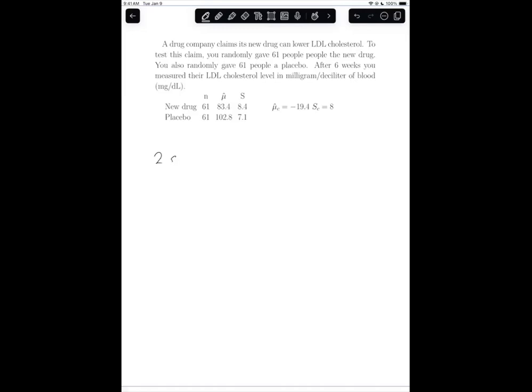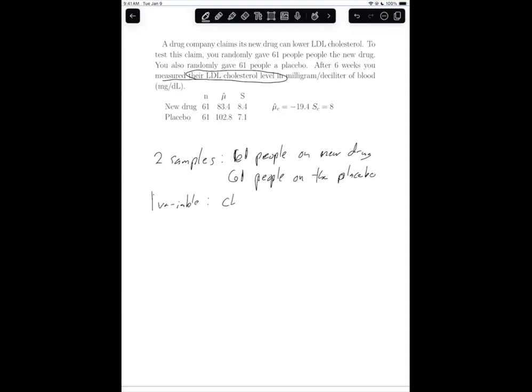And so we can see that there are two samples. The 61 people on the new drug and the 61 people on the placebo. And we see that there is one variable. We measured their LDL cholesterol level. And then the level of measurement for that variable is ratio.